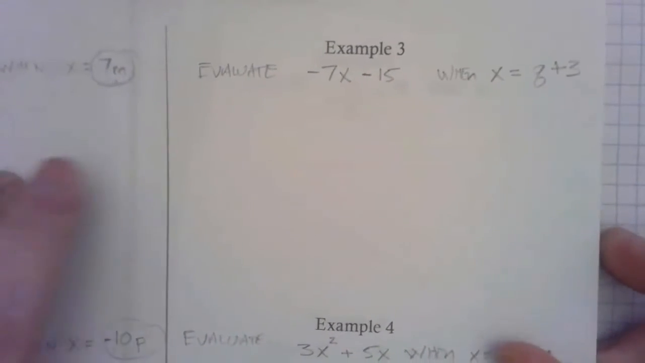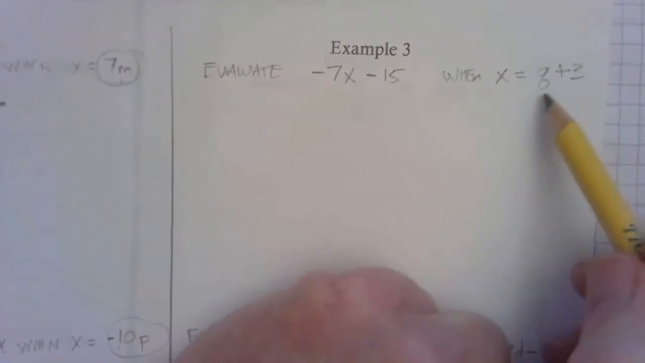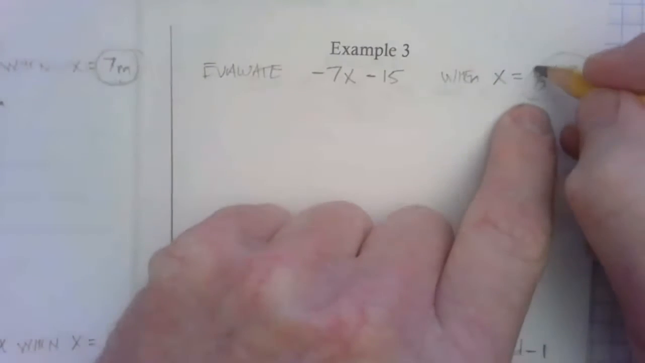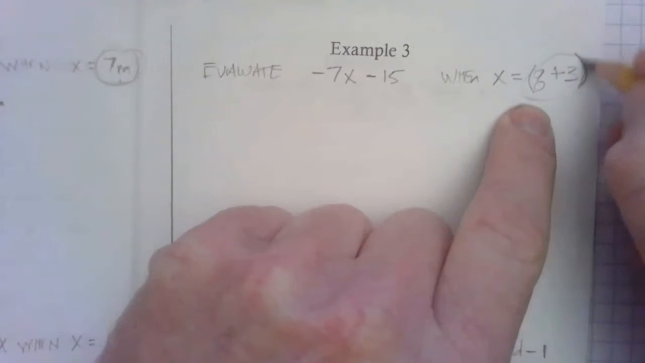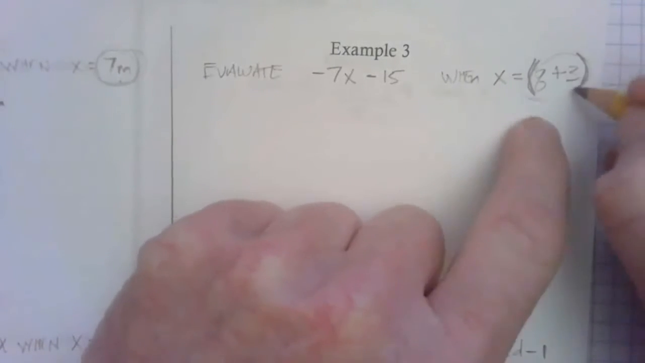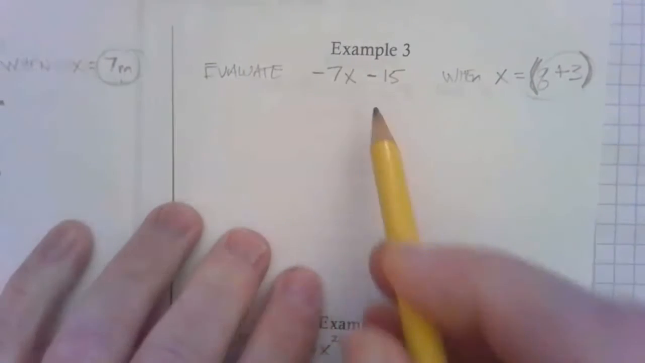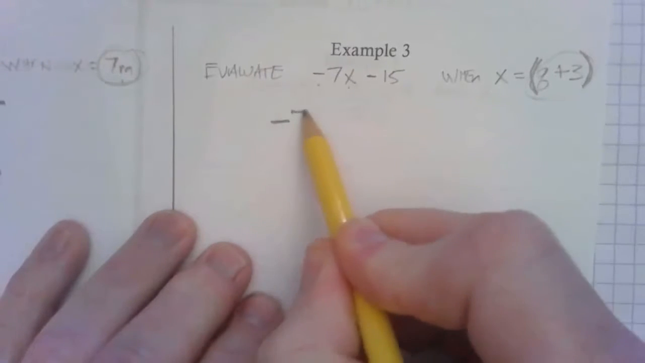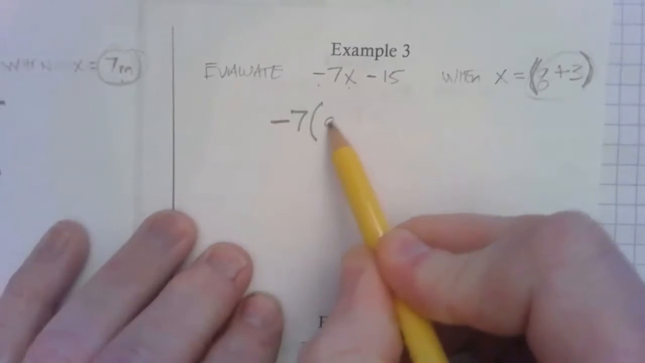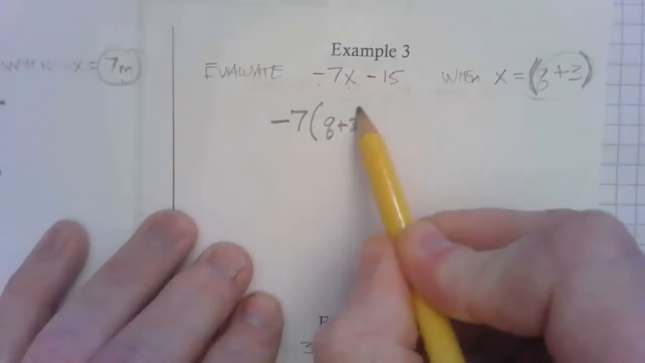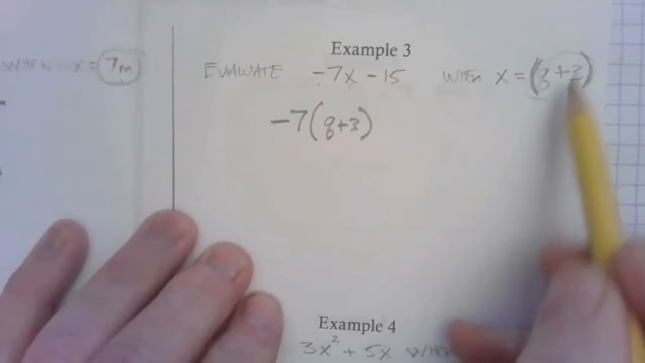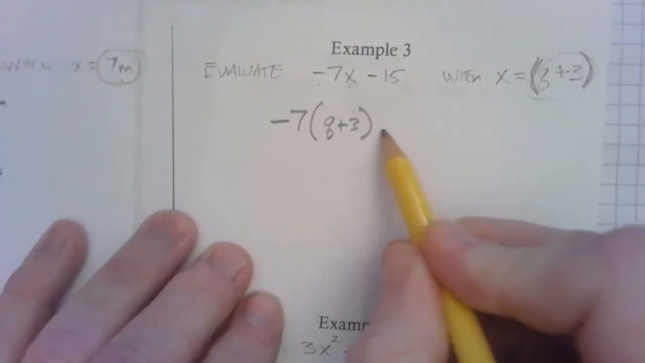Alright, so now we're going to try and make them harder. What we're doing here is the expression is going to be what we call a binomial. It has 2 terms, and it really is important when we plug it in that we put parentheses around it like this. So for example, negative 7 times x becomes negative 7 times q plus 3. So x is replaced by all of this, and those parentheses are really important here.